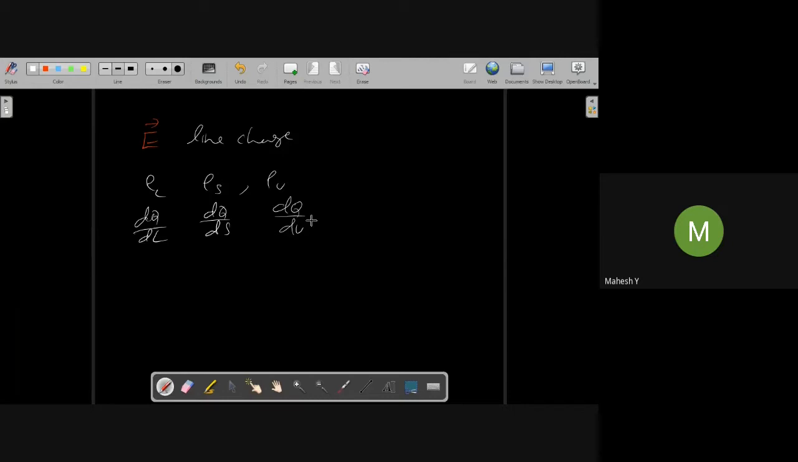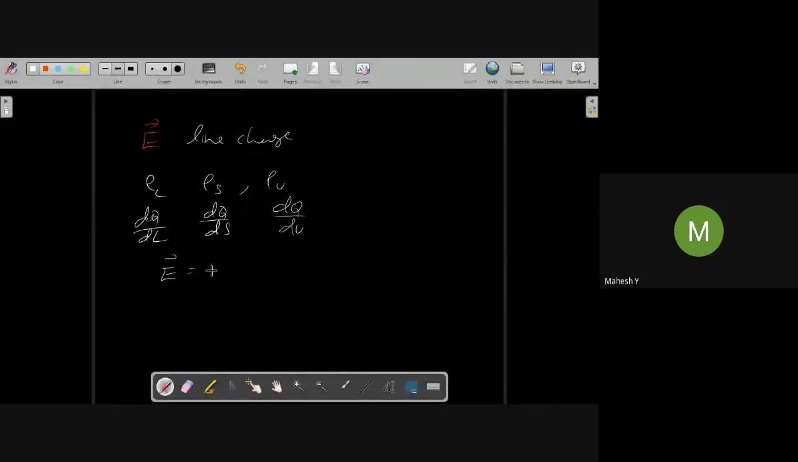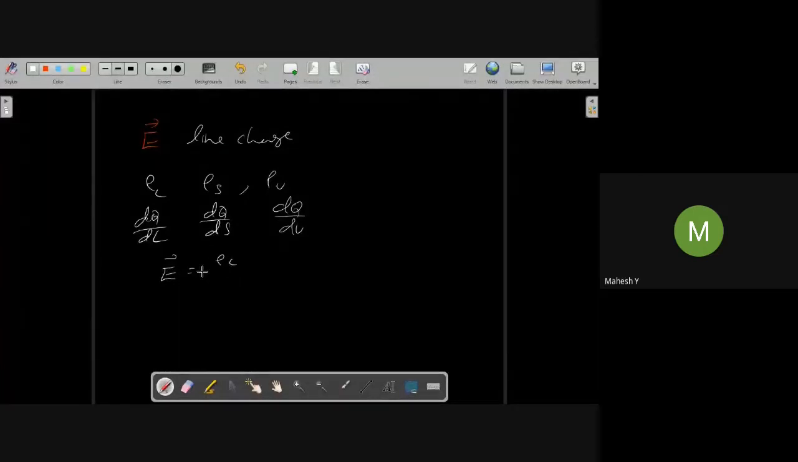Electric field intensity due to a line charge. So what was the expression for E? E is equal to rho L by 2 pi epsilon 0 rho. So this was the expression, right?